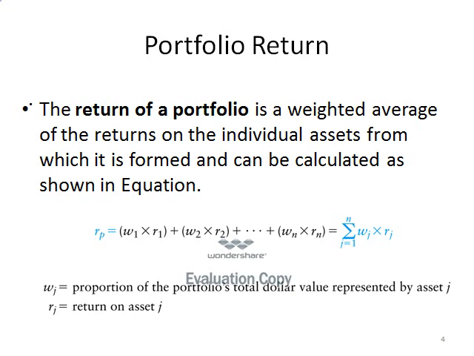RP, the return on the portfolio, equals W, the proportion of the portfolio's total dollars represented by the assets, multiplied by R, which is the return on the assets. So the equation will be a summation. To calculate the portfolio return, it is the summation of W multiplied by R.